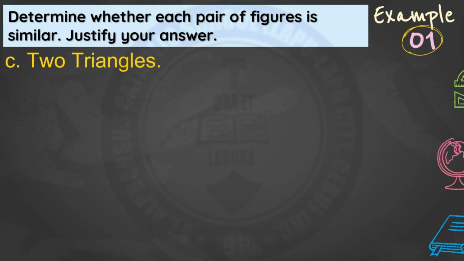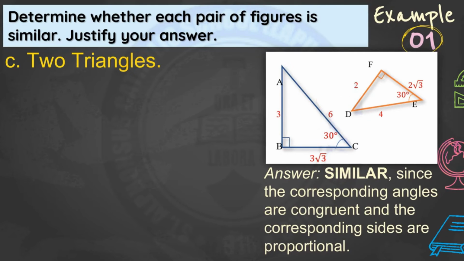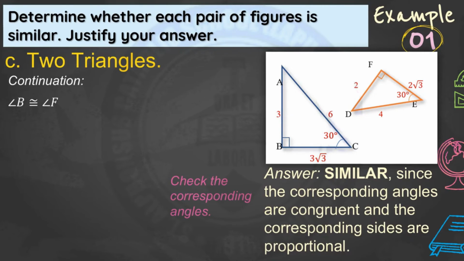In continuation with the previous slide, we have shown that the corresponding sides are proportional. This time, let us show that the corresponding angles are congruent. So let us now check the corresponding angles. We have angle B congruent to angle F. So in the given figure here, they are both right angles and each angle measures 90 degrees.